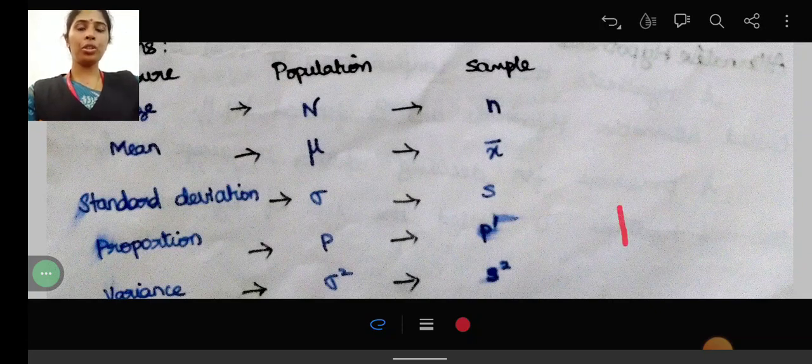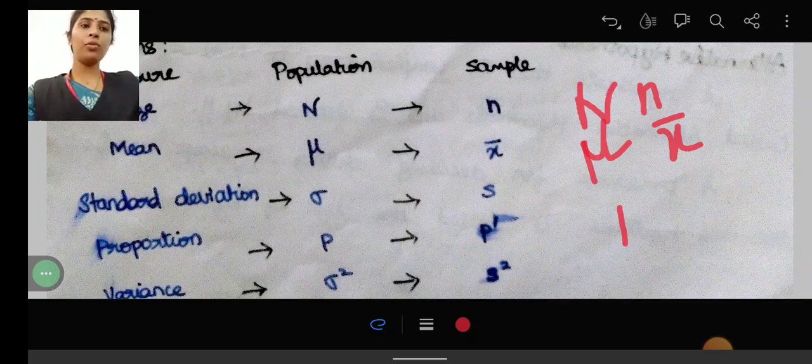Here there are a few notations which you have to use to differentiate between the population and sample. To denote the size of the population, we use capital N, and to denote the size of the sample, we use small n. For mean we use mu, and for a sample we use x bar. For standard deviation we use sigma, and we use s for sample. For proportion we use capital P, and we use p dash to denote the sample proportion. For variance we use sigma square for population, and for sample we use s square.